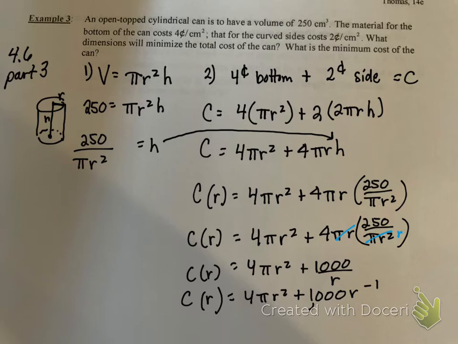So let's go ahead and take the derivative of 4 pi r squared plus 1,000 r to the negative 1. The derivative of 4 pi r squared is going to be 8 pi r. And the derivative of 1,000 r to the negative 1 is going to be negative 1,000 r to the negative 2. So now that I have the derivative of my cost function, my next step is going to be setting that equal to 0 and solving that.